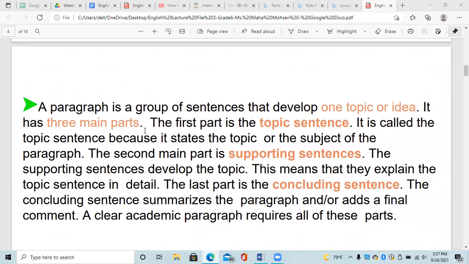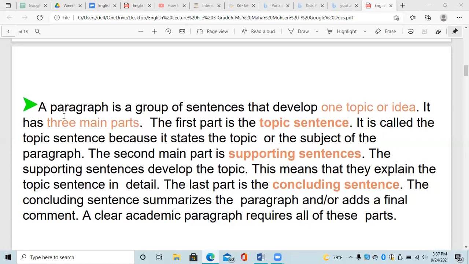So a paragraph is a group of sentences that develop one topic or idea. It has three main parts. The first part is the topic sentence. It is called the topic sentence because it states the topic or the subject of the paragraph. The second main part is supporting sentences. The supporting sentences develop the topic. This means that they explain the topic sentence in detail. The last part is the concluding sentence. The concluding sentence summarizes the paragraph and or adds a final comment. A clear academic paragraph requires all of these parts.